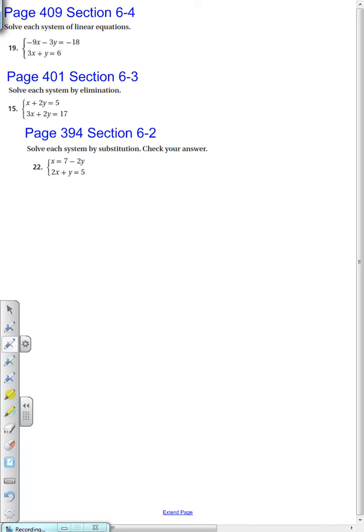Okay, number 19 just says to solve the system of linear equations, so you get to choose how you want to solve it. I look at this and I see it's already in ax plus by equals c form, so I'm going to use elimination to solve this. So if I multiplied the bottom row by -3, then I could eliminate the x's or the y's.